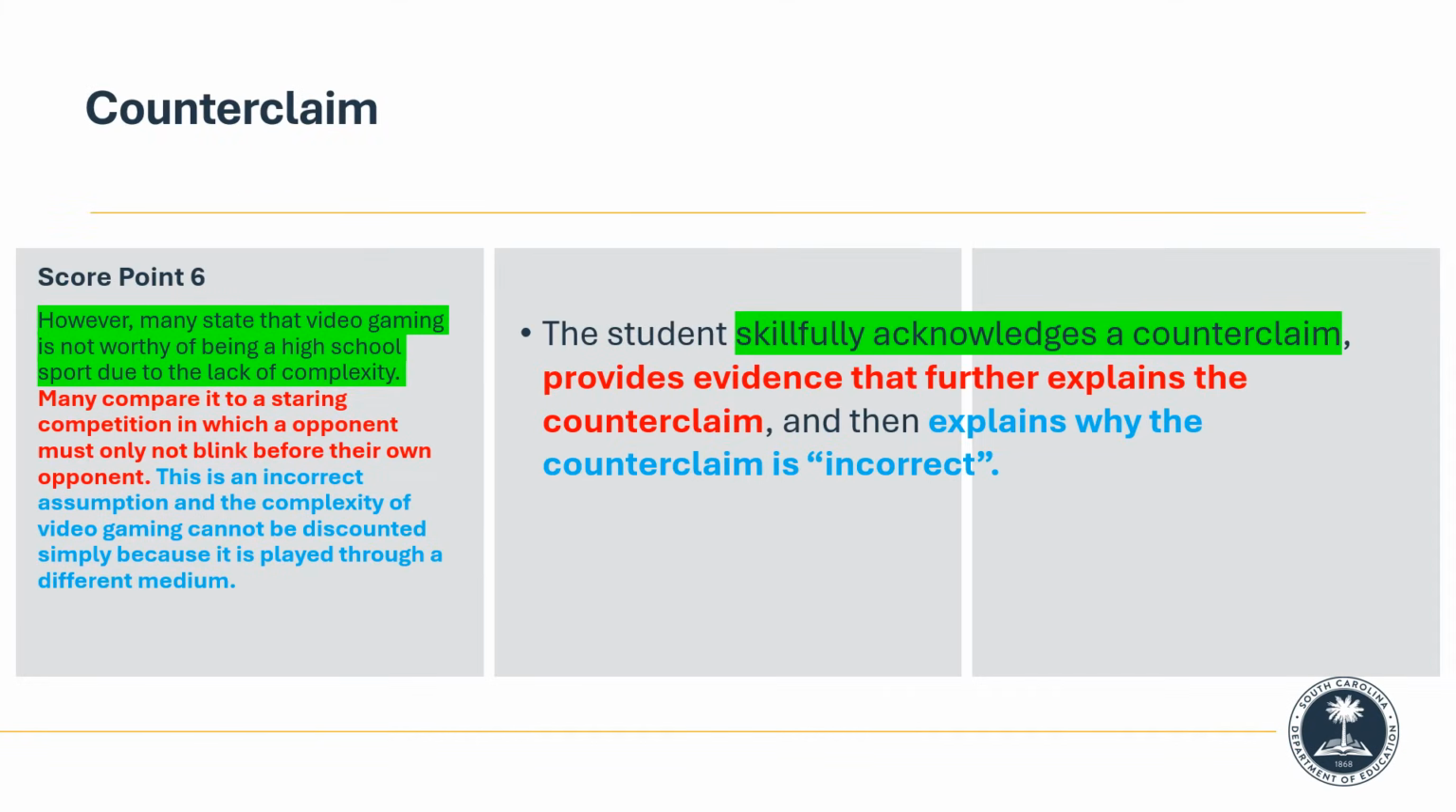Using the same student responses, let's look at what is in green: counterclaim. The score point 6 response includes a counterclaim, evidence that further explains it, and refutes the counterclaim by explaining why it is an incorrect assumption.